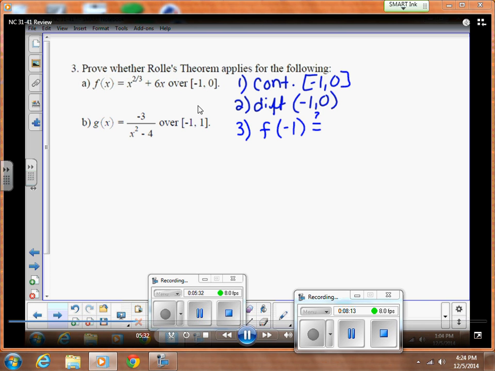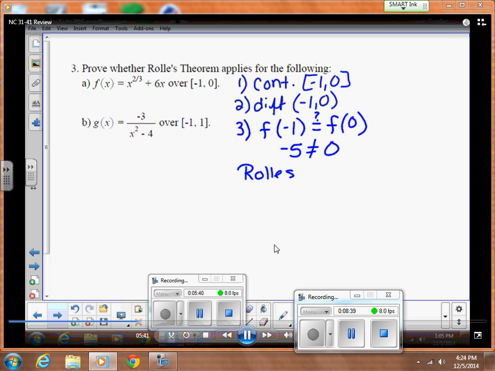Third step is I need to check that f of negative 1 equals f of 0. How do I find those two values? I find them by plugging into the original function. If I plug in a negative 1, I get negative 5. If I plug in a 0, I get 0. Are the two numbers equal to each other? No. So if the two numbers are not equal, then Rolle's theorem does not apply.